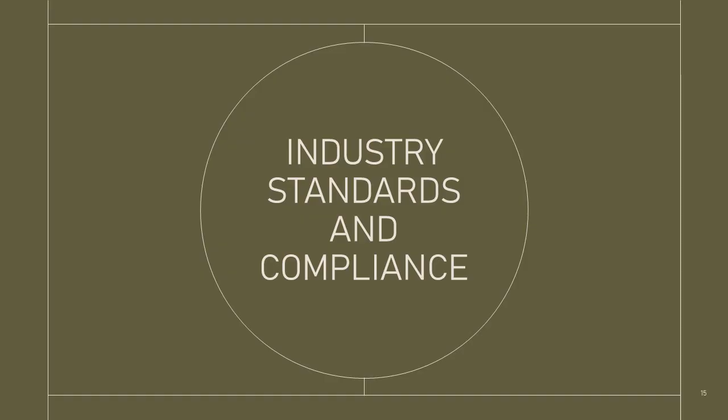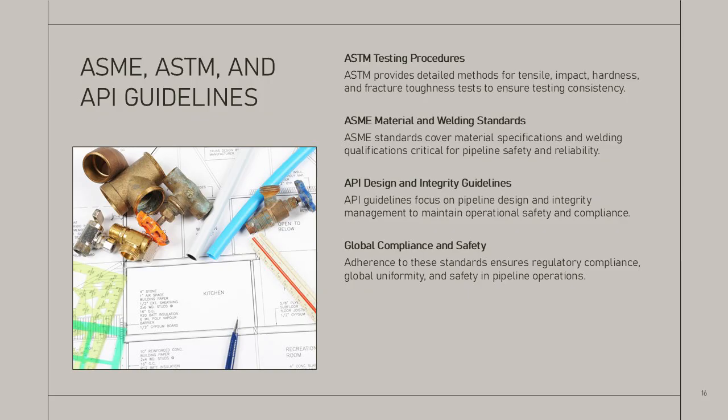Industry Standards and Compliance, ASME, ASTM, and API Guidelines. Destructive testing for pipelines is governed by standards from organizations such as ASME, ASTM, and API. ASTM provides detailed procedures for tensile, impact, hardness, and fracture toughness tests, ensuring consistency and reliability. ASME standards focus on material specifications and welding qualifications, while API guidelines address pipeline design and integrity management.